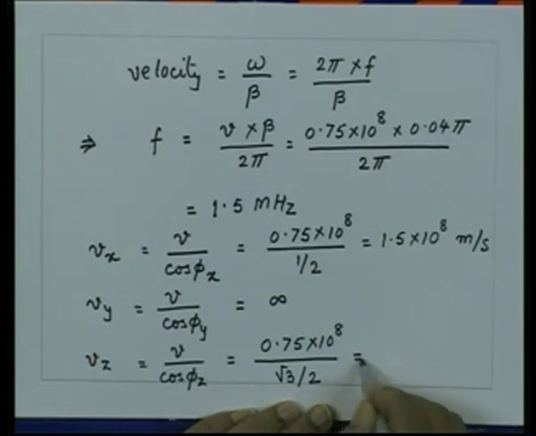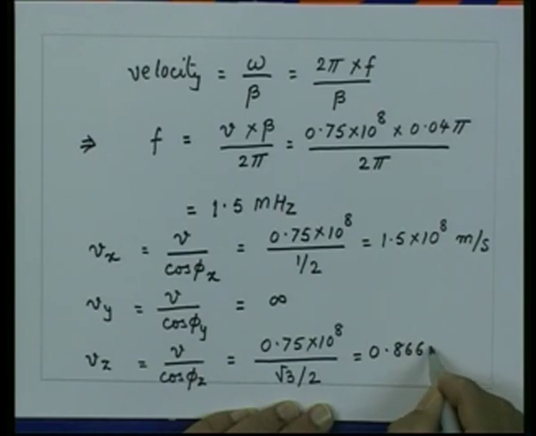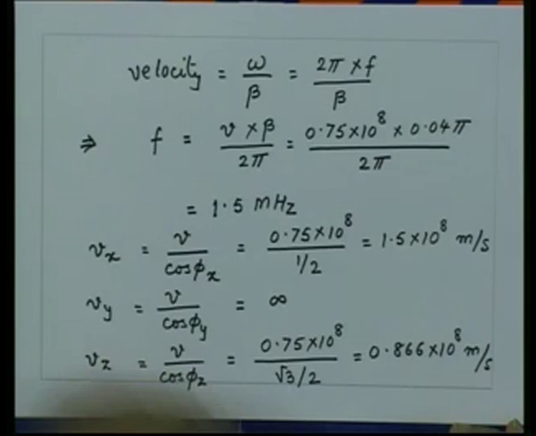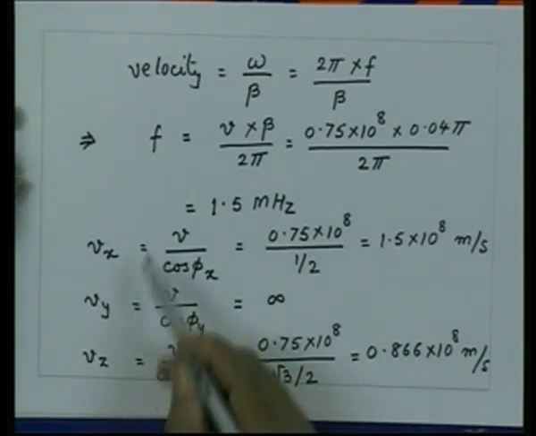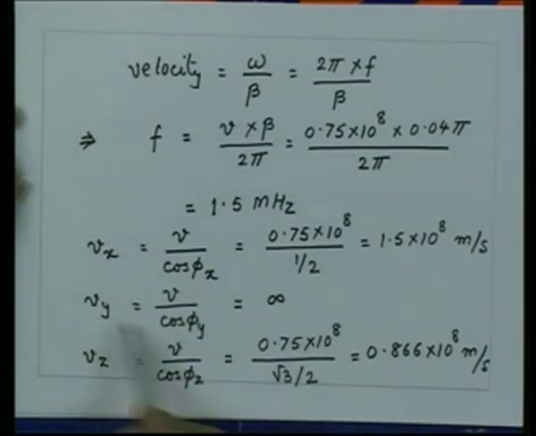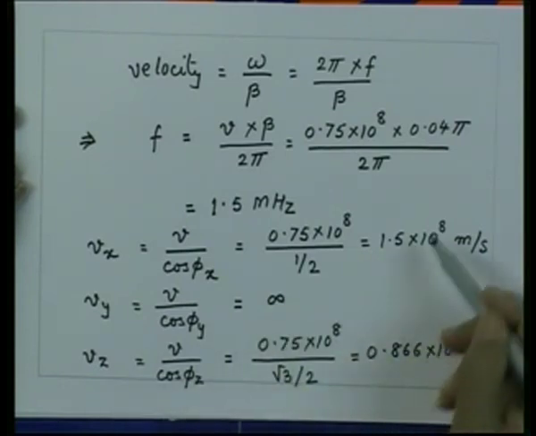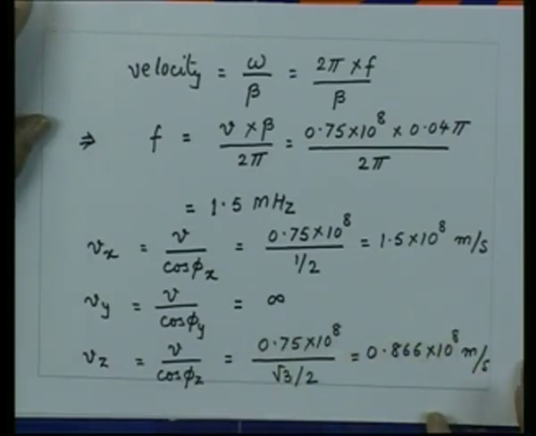So, that is equal to 0.866 into 10 to the power 8 meters per second. Since the wave is travelling in the xz plane, the phase velocity in the y direction is infinity, and these are the phase velocities in the two directions x and z.